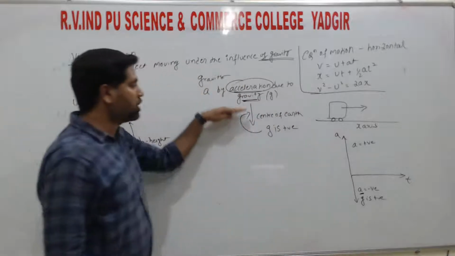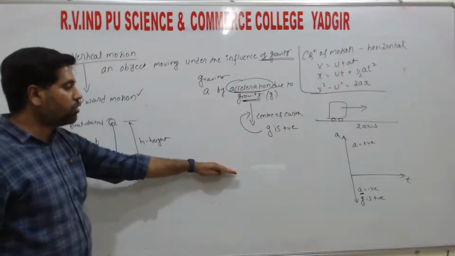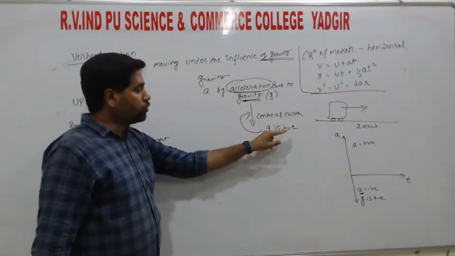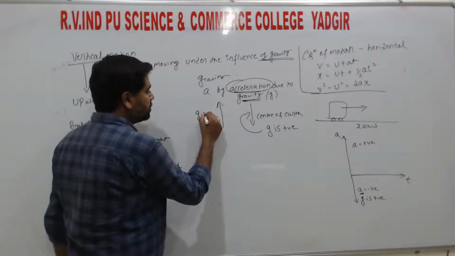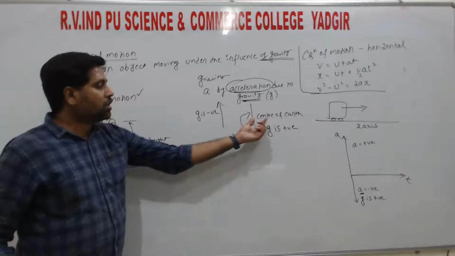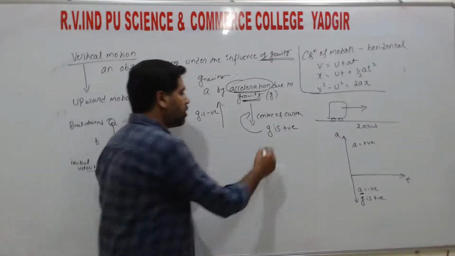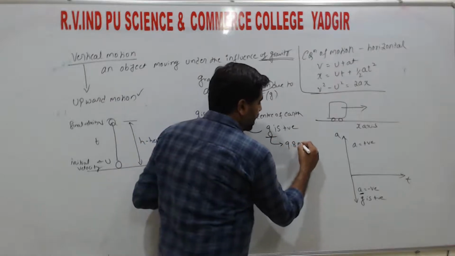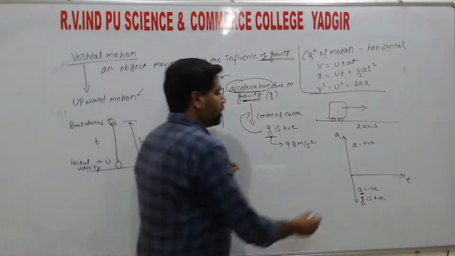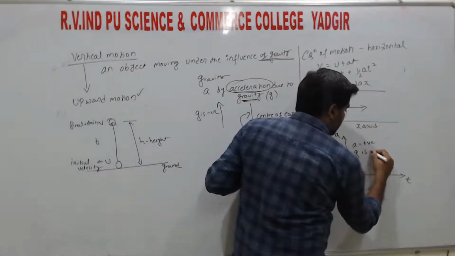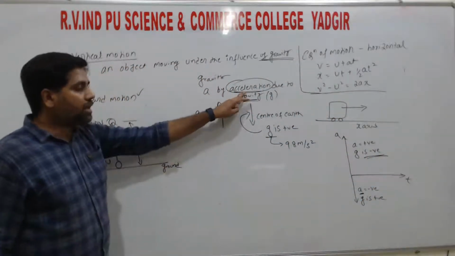So for an object traveling from top to bottom, that is from a certain height to the ground, the g value is positive. If the object is moving vertically upward, then g is negative, that is opposite to the direction of gravity. So g is negative and its value is always constant, 9.8 meter per second square. So in the upward direction, g is negative. So this is about the acceleration.